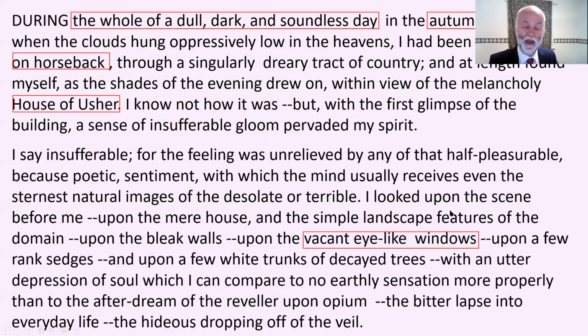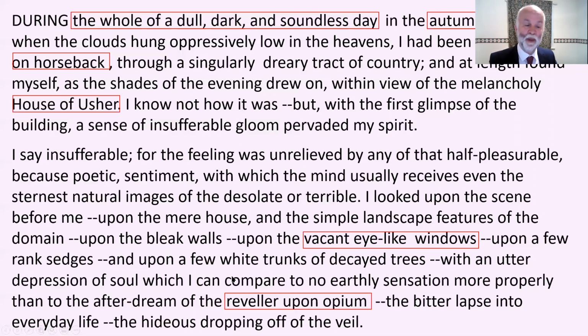We look further down, we're told that the house has vacant eye-like windows. Key word here is personification. Personification is when we put human-like features onto animals or inanimate objects like a house. We're saying the house has eye-like windows. The eyes, it was once said, are windows upon the soul. You look into someone's eyes and you know what they're thinking. The vacant eye-like windows suggests there's not much going on in there.